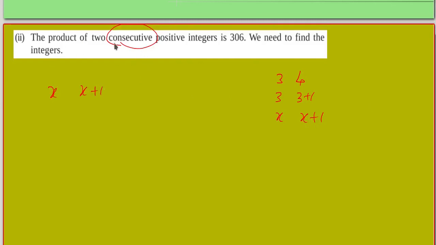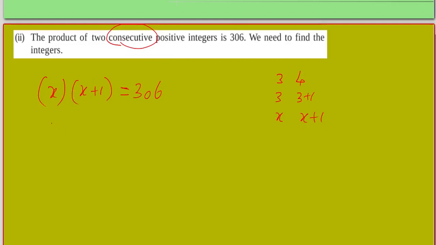The product of 2 consecutive integers means we need to multiply these 2. So we put an equal to sign, 306. See, x and x if you multiply, we will get x square, no? We will get a quadratic equation. As it has an equal to sign, it becomes an equation. So the product of 2 consecutive integers is 306. For this situation, this is the equation.